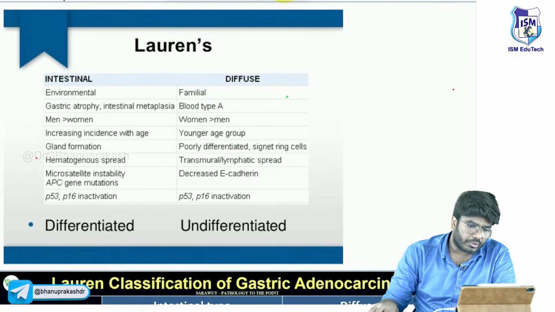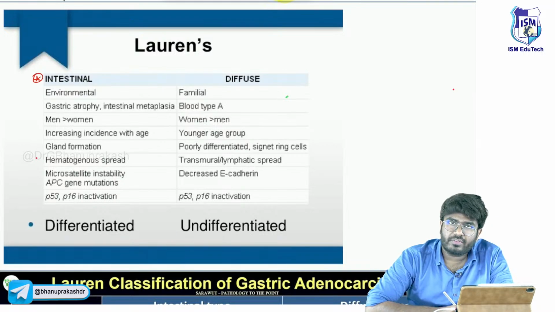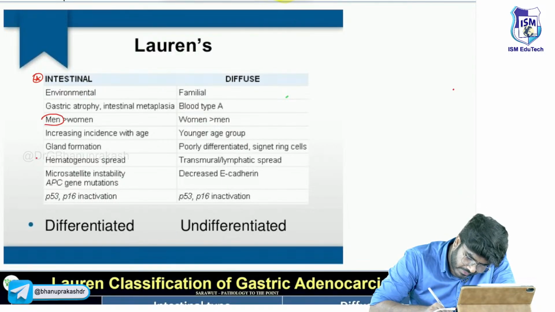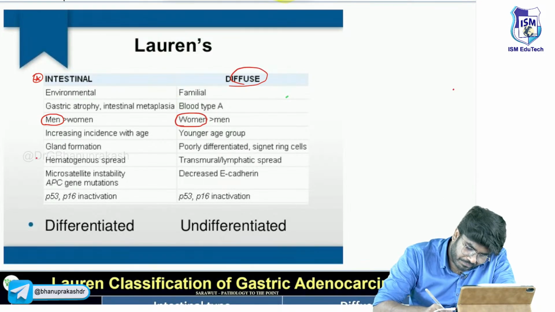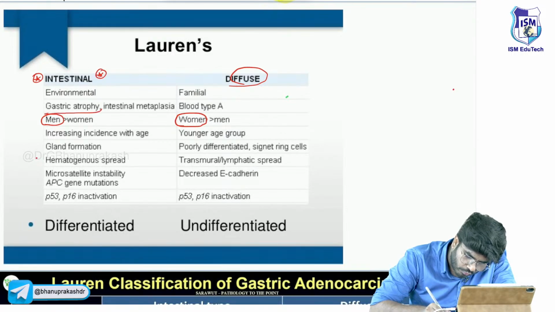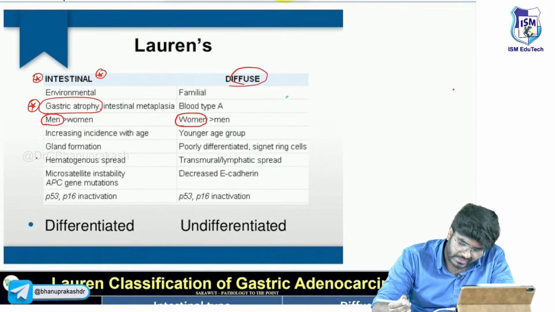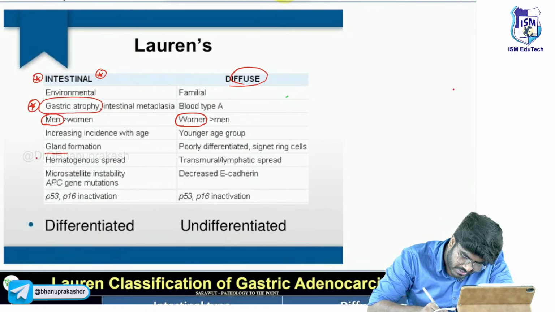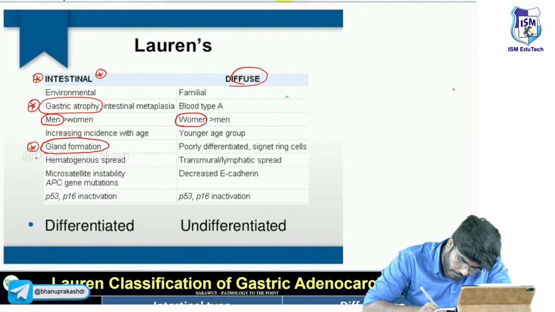Now, the important differences which I want you to know. In intestinal type, which sex is going to be most commonly affected? Men are most commonly affected. In diffuse type, women are most commonly affected. In intestinal type, there is gastric atrophy. Atrophic gastritis, gastric atrophy is going to be seen. Apart from that, gland formation is going to be there. That's why I have discussed intestinal type. This cancer spreads via the hematogenous route.